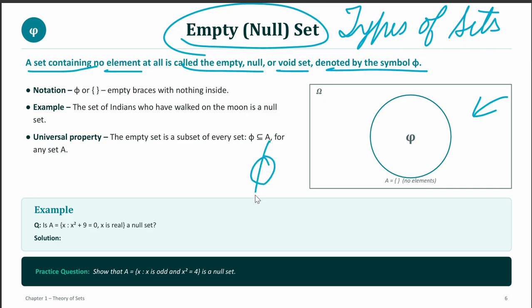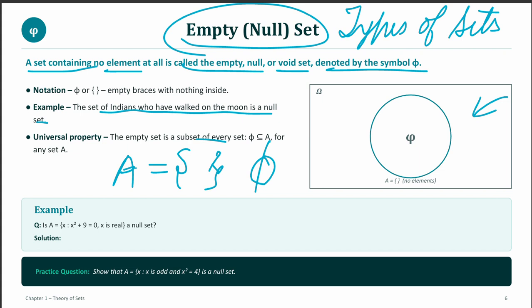This is known as phi, and you can also denote it by just writing that A is equal to empty braces. It would mean the same thing. For example, the set of Indians who have walked on the moon is a null set. Obviously, there are no Indians who have walked on the moon, so therefore it is an empty set. The empty set is a subset of every set.